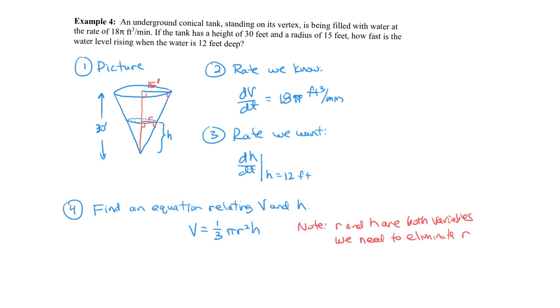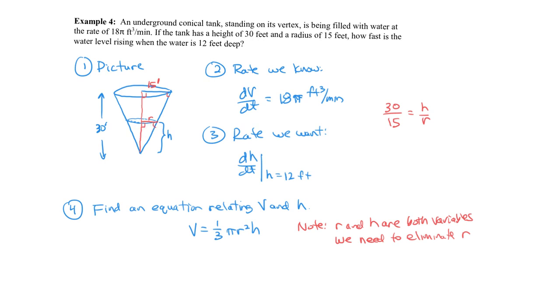And because these are similar triangles, we can say that 30 compares to 15 in the same way that h compares to r. So if I do this over here on the side, 30 compares to 15 in the same way that h compares to r, then we could solve this for r. Are you convinced? 30, big triangle, compares to 15, big triangle, in the same way that h, small triangle, compares to r, small triangle.